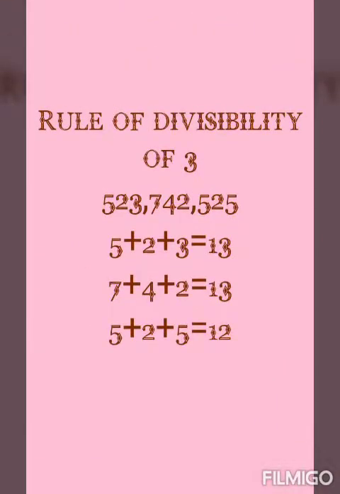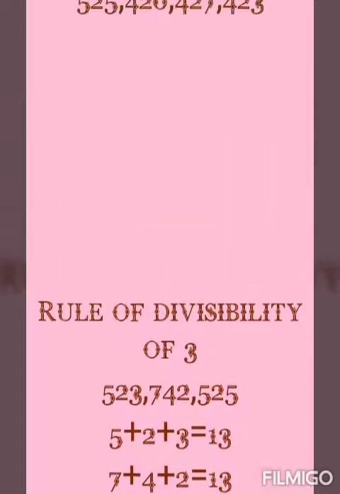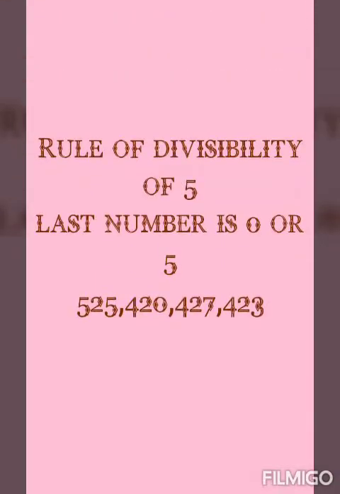Next, the rule of divisibility of 3. For this purpose, we will add the digits included in the number. And if the sum is a multiple of 3, then the whole number will be divisible by 3. In the first two numbers, we have a sum of 13. So these two numbers are not divisible by 3. But in the last number, the sum is 12. So this number is divisible by 3. You can check by dividing, and when there is no remainder, that means it is divisible.